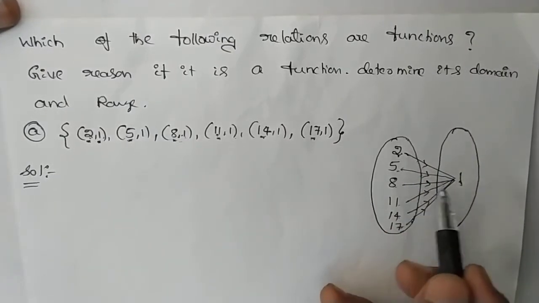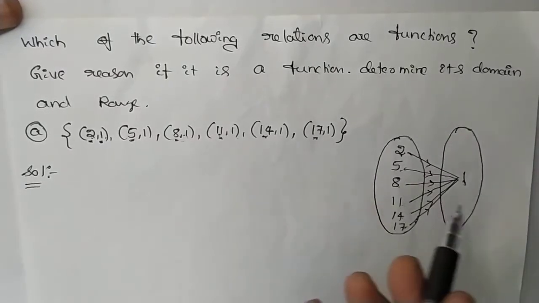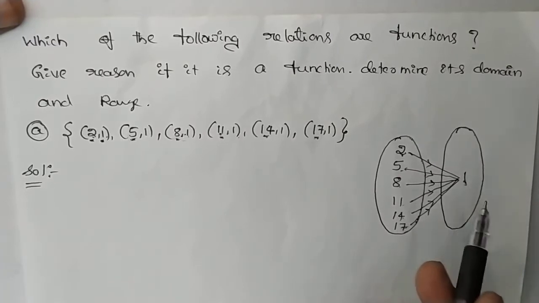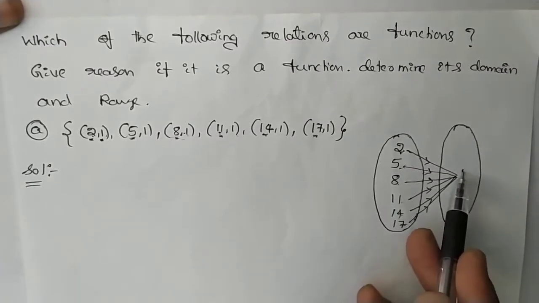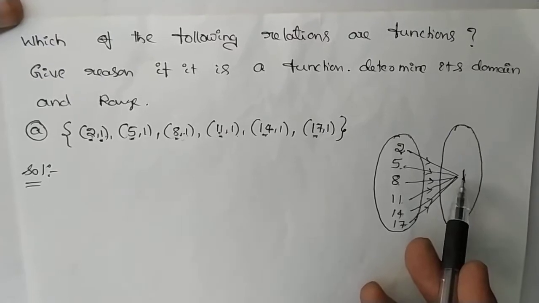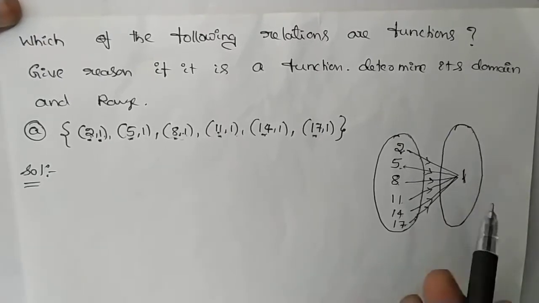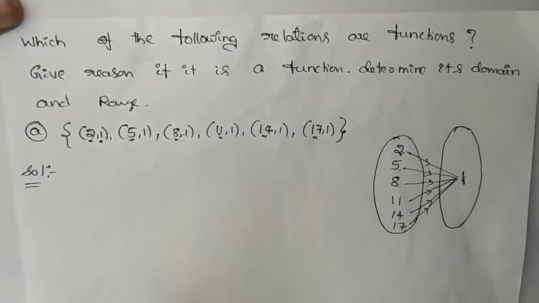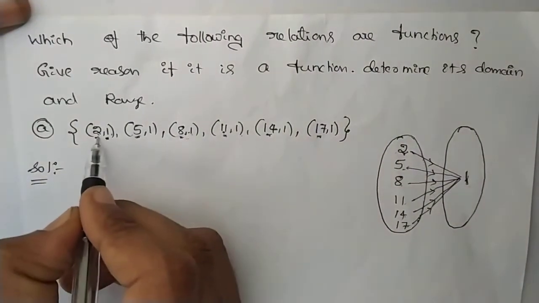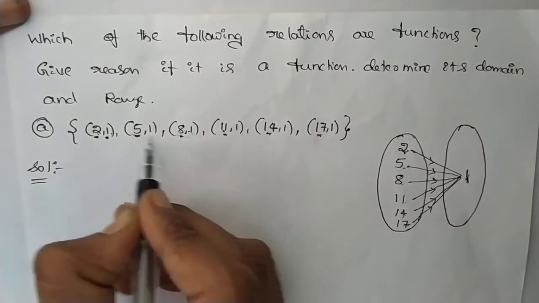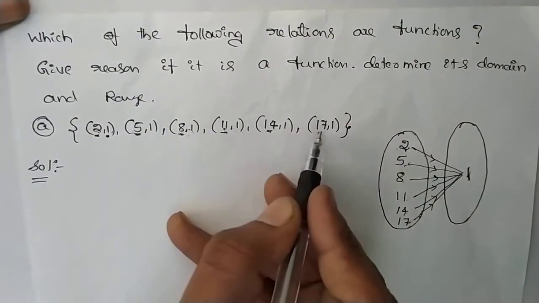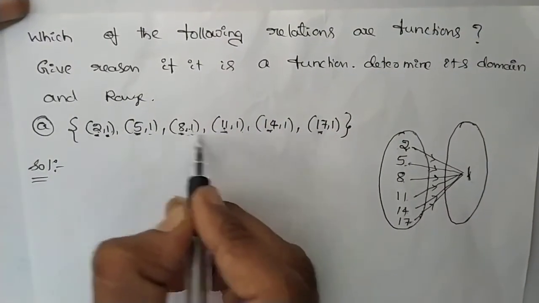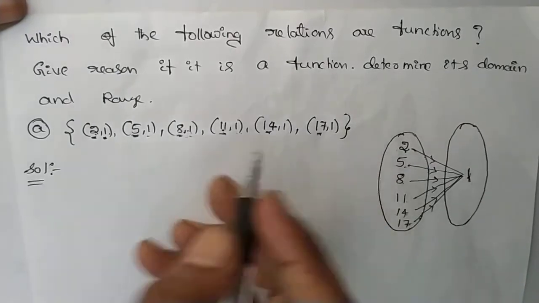What about the domain and the range? The set of all images in the codomain is called the range. Here the set of all images is only 1. Therefore, the range is 1. What about the domain? 2, 5, 8, 11, 14 and 17 is the domain. The set of all the first elements of the ordered pairs is called the domain, and the set of all the second elements of the ordered pairs is called the range.